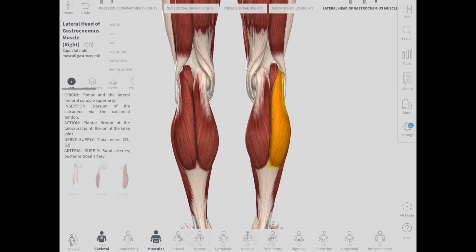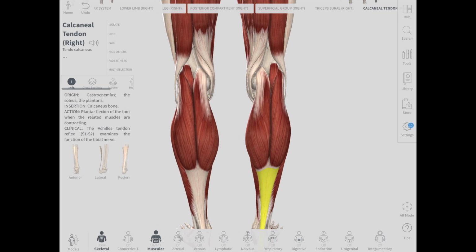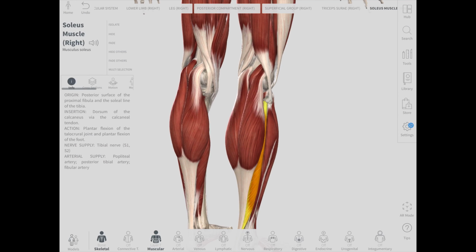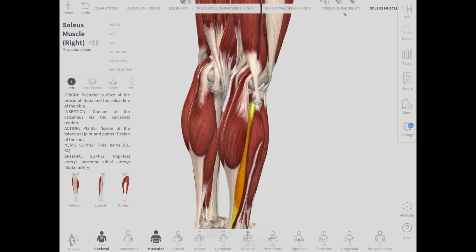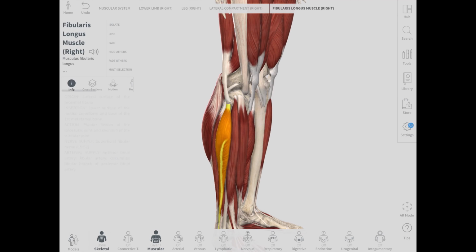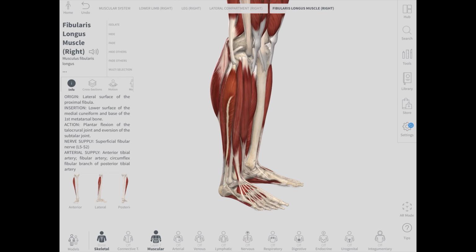Here is the lateral and medial head of the gastrocnemius, that bigger calf muscle, and then there's the Achilles tendon, just for good measure. And that is the soleus muscle. You can see that that is deeper to the gastrocnemius, like I was saying in the video. The peroneal muscle, also known as the fibularis longus, that is highlighted there.